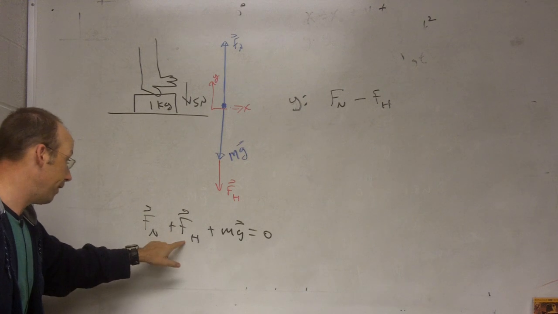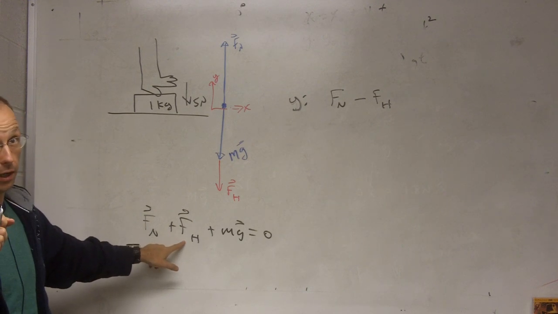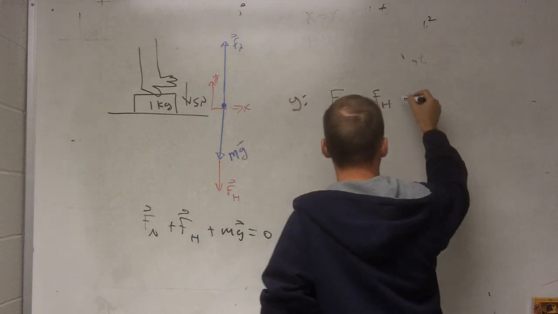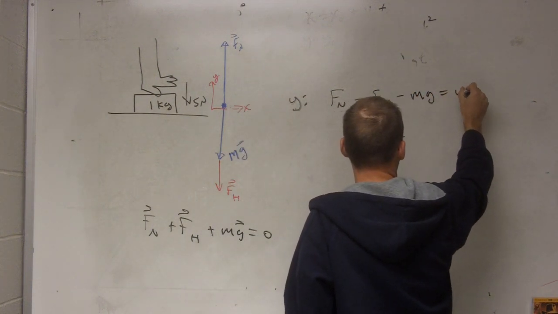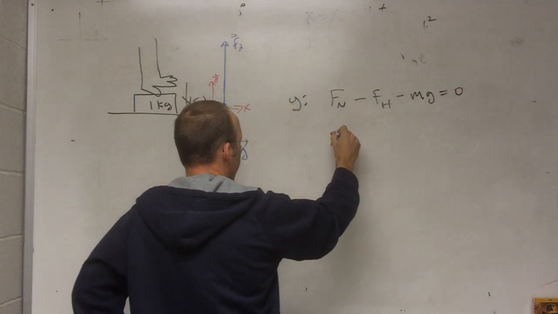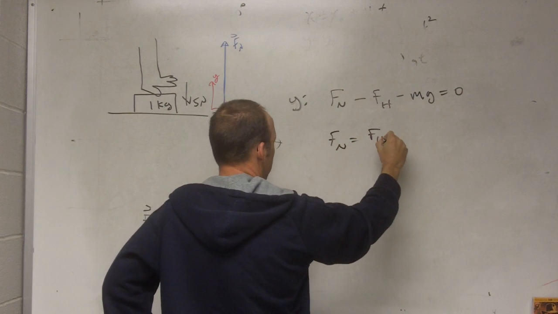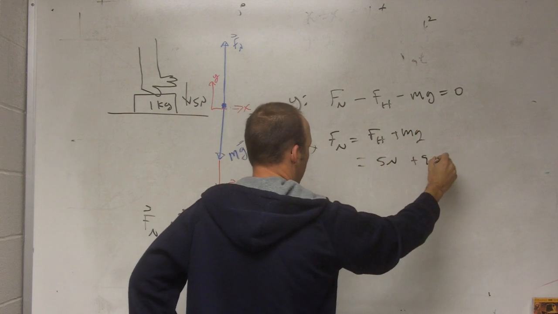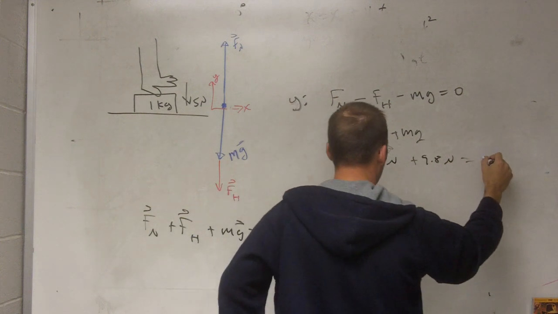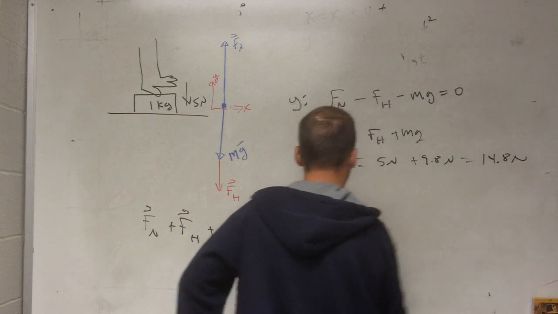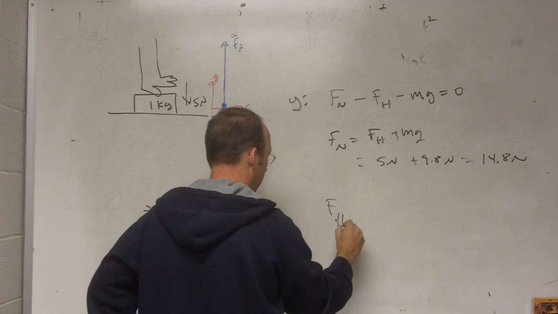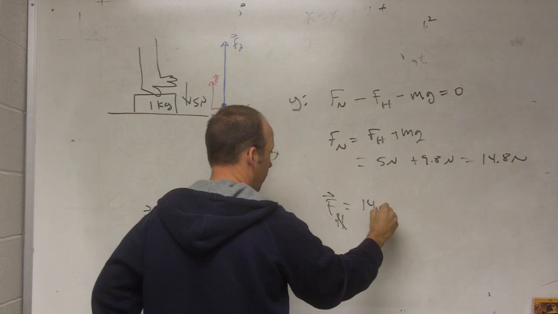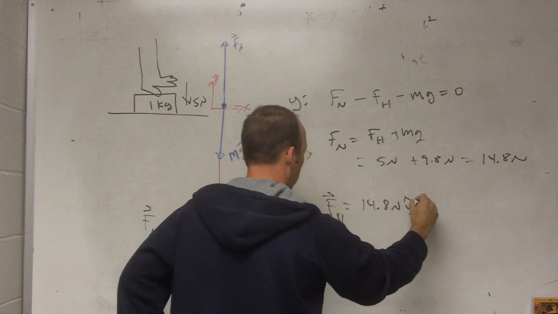Okay, so it's plus the vector, which happens to be in the negative y direction. So when I go over here, it's a negative now, and it's not a vector. Minus mg equals zero. So Fn equals FH plus mg equals 5 newtons plus 9.8 newtons. So that's 14.8 newtons. And then if I want to write it as a vector, Fn equals 14.8 newtons y hat.